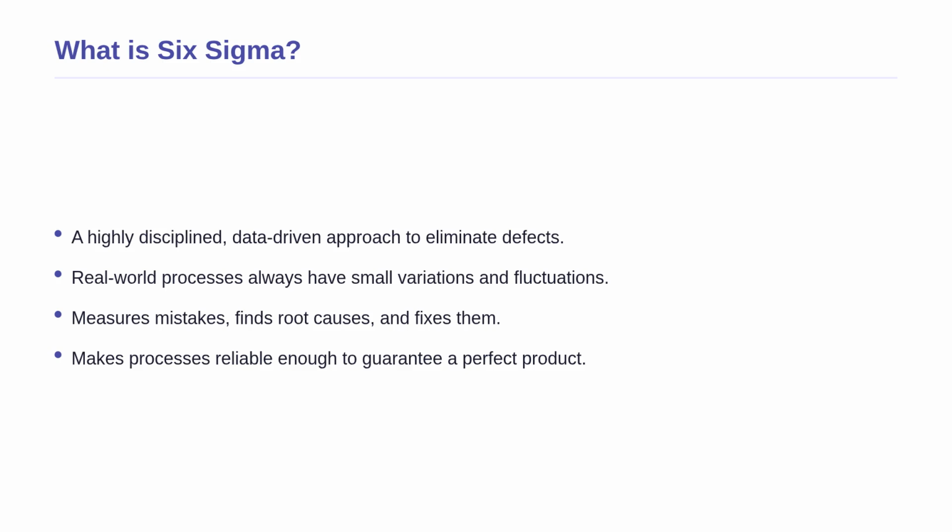To understand how we achieve this perfection, let us define what Six Sigma actually is. It is a highly disciplined, data-driven approach designed to eliminate defects in any process. In the real world, making every product perfectly identical is impossible because small changes always happen, like oven temperatures fluctuating or materials varying. Six Sigma is a step-by-step method to measure these mistakes, find their root causes, and fix them, ensuring your process is incredibly reliable.